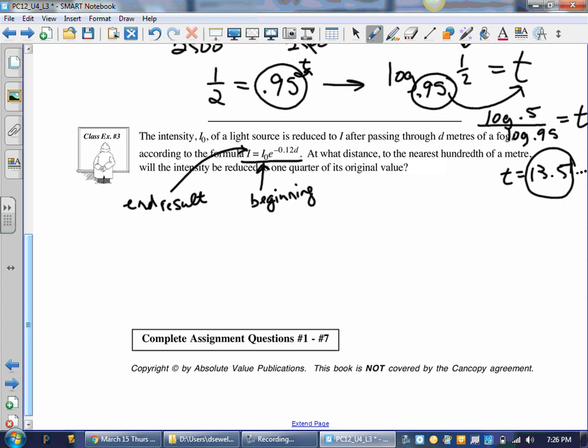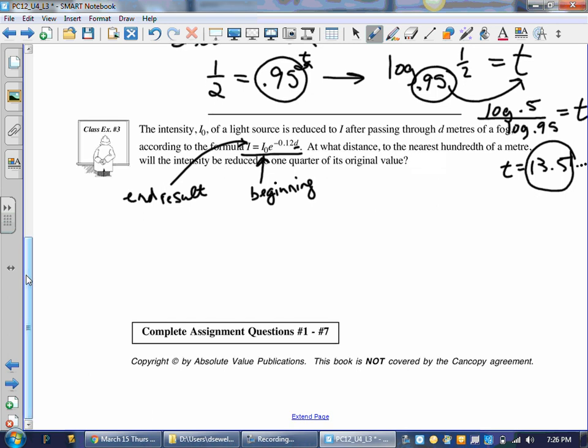Okay, so at what distance, that means I don't know d, that's going to be my question, to the nearest hundredth of a meter, will the intensity be reduced to 1/4 of its original value? So in other words, my final result is going to be 1/4 of what it was to start with. That will be the final end result. And this part is all the same. I don't actually have to do anything different but write it down. 0.12d.